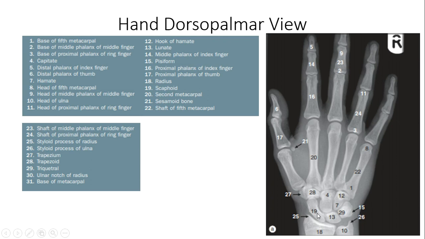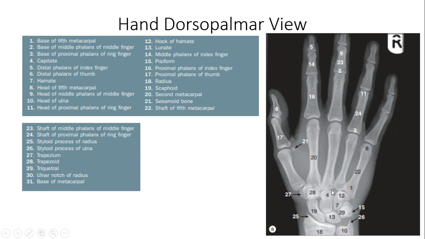Now these carpal bones articulate with the bones of the palm of the hand, which are called metacarpal bones. They are five in number. The first bone is the one to which the thumb is attached, and then second, third, and fourth: the index finger, middle finger, ring finger, and the little finger. These bones of the palm of the hand are called metacarpal bones.